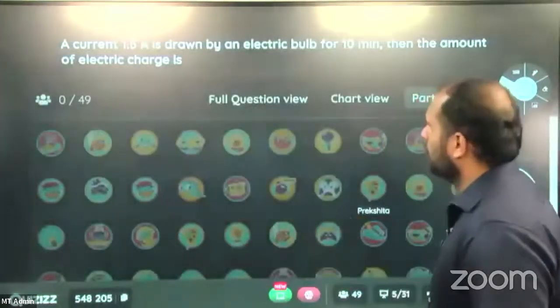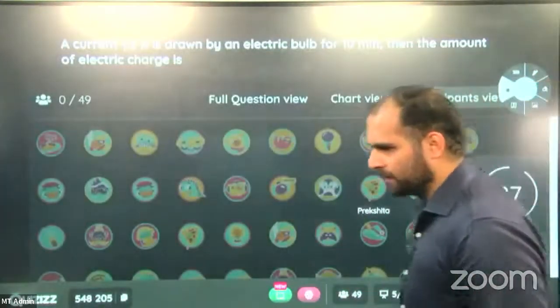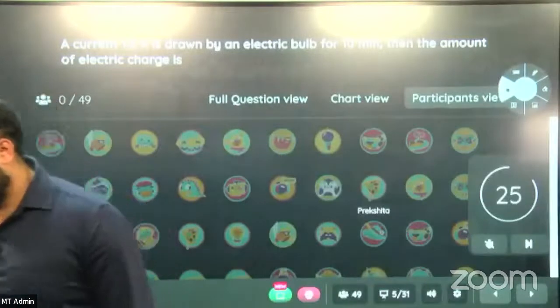Now these are some numericals which are in front of us. So we need to solve all these numericals, okay?